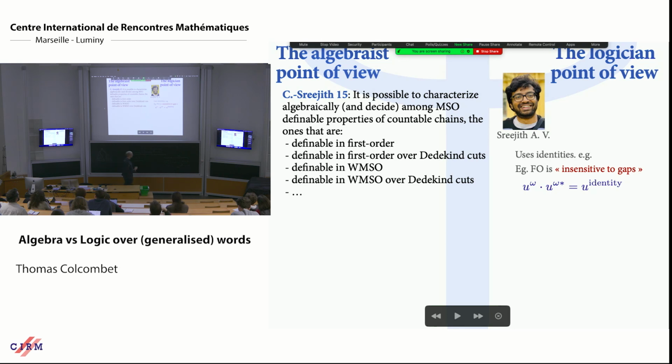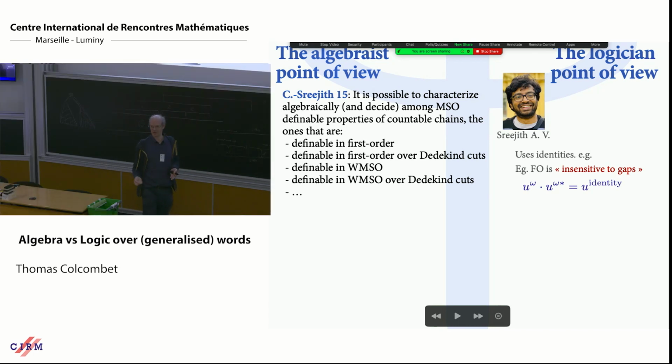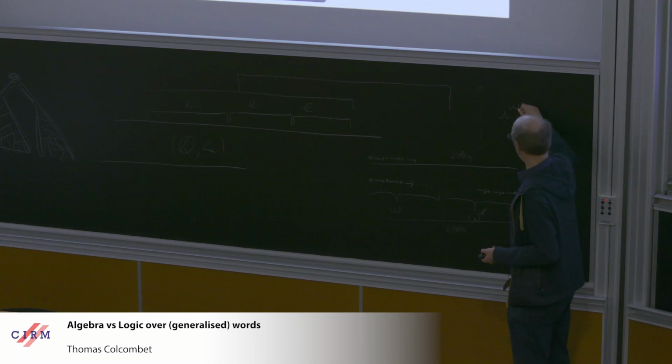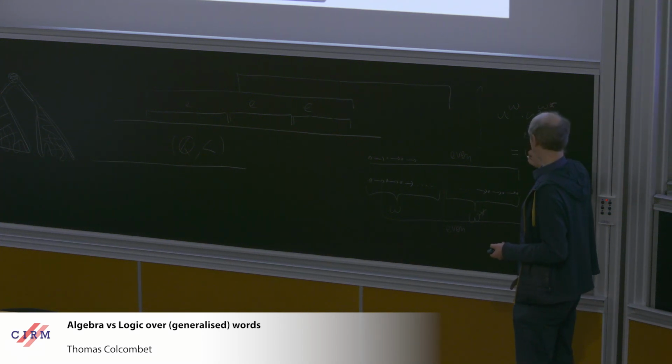And so you get to be able to decide whether a monadic second order logic is equivalent to a first order one over countable linear orderings. And the way you do it is you construct the algebraic object and you just check some algebraic properties on them. And one which is used for first order, one among others, is this one: u omega times u omega star is equal to u, let's say, repeated.